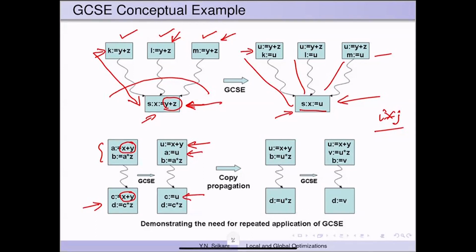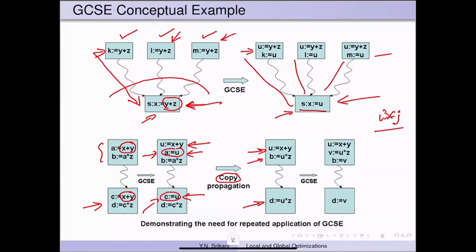Now, what really happens is that a equal to u and c equal to u are statements which are called copies, because a is a copy of u produced by the first statement and c is a copy of u produced by the second statement. So is it possible to do what is known as copy propagation? Yes, it is possible. We have u equal to x plus y. Now b equal to a star z becomes b equal to u star z here. So we have propagated the copy. a is replaced by u. And similarly, d equal to c star z becomes d equal to u star z.